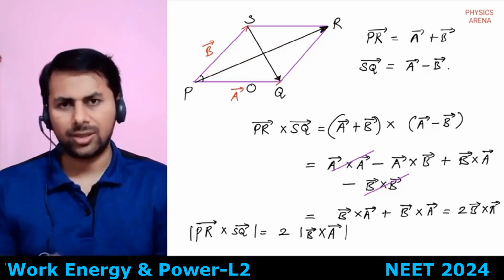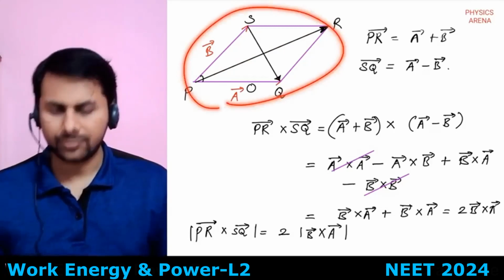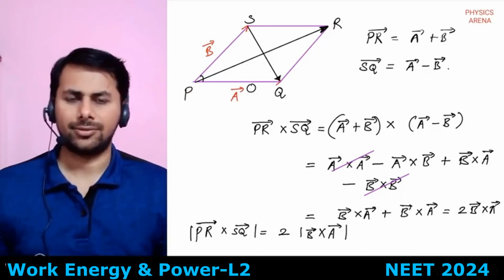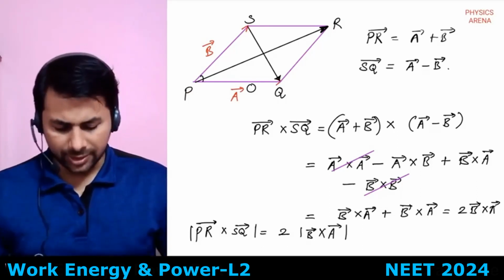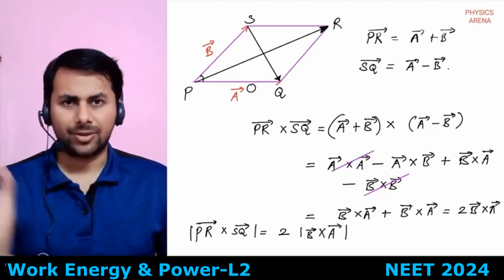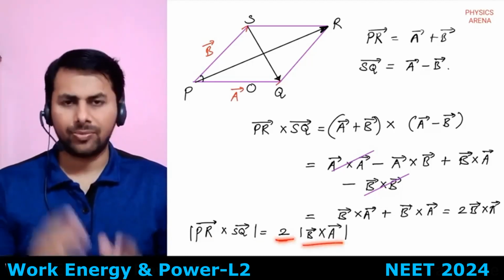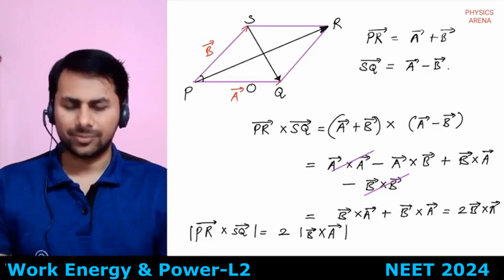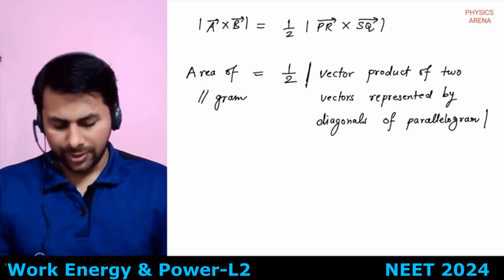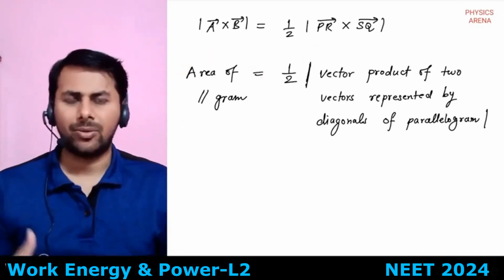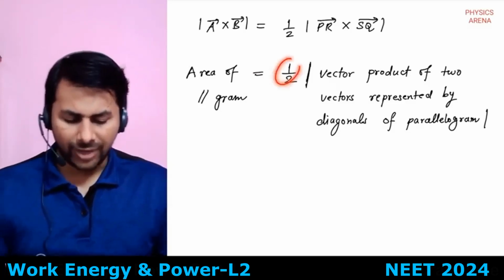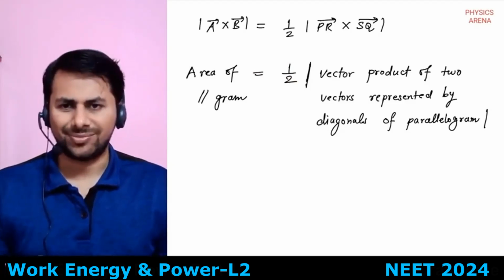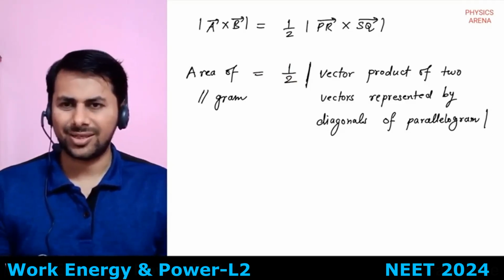So now there is another way to find the area of a parallelogram, and that is half of the vector product of the two diagonals. Because the magnitude of the vector product of the two diagonals is twice that of the magnitude of the vector product of the two sides. So there is another formula to find the area of a parallelogram, and that is half of the vector product of the two vectors represented by the two diagonals of a parallelogram. This is clear? Yes, no?